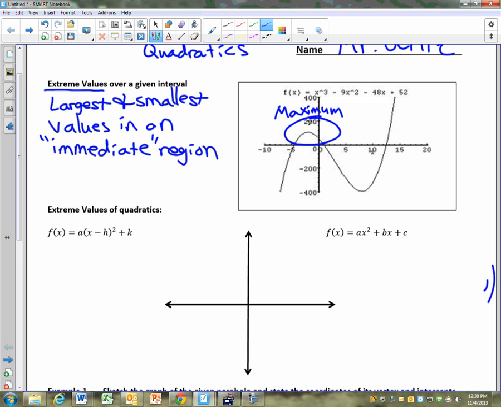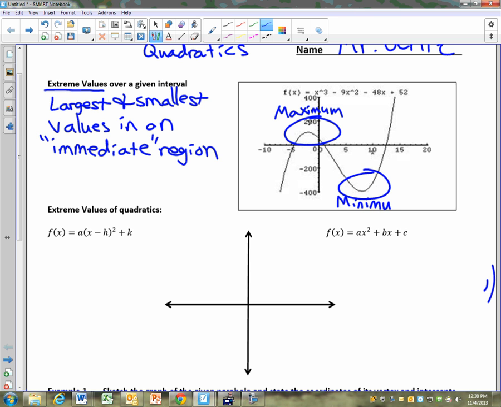Now, true or false? That is the largest value that the graph ever reaches. False. We can see that there's a lot of values that will be bigger, but it is what we call a relative maximum or a local maximum because it's the biggest in the immediate region around it. And in calculus, we define what that immediate region is later on. So this one happens to be the minimum.